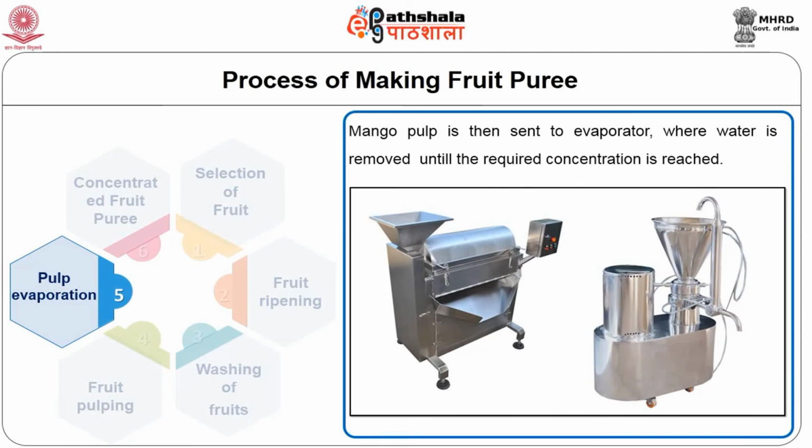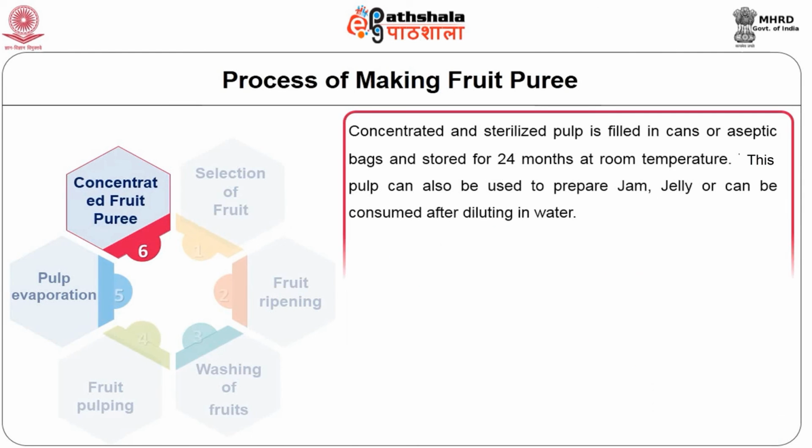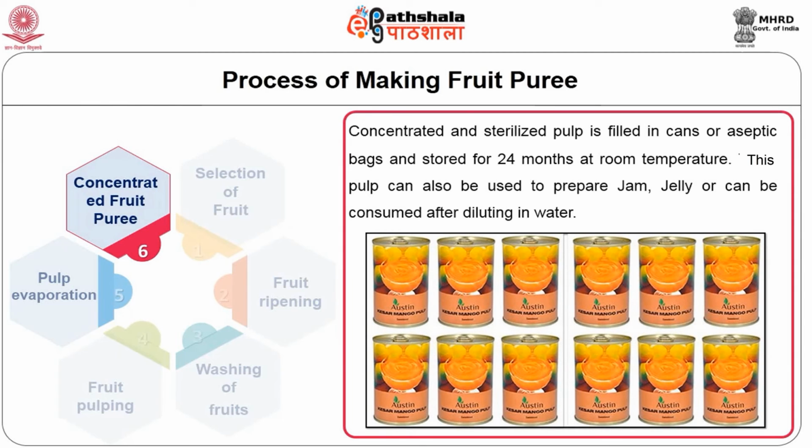The pulp then goes to the evaporator, where the water is removed till the required concentration is reached. The concentrated and sterilized pulp is then filled in cans or aseptic bags. This concentrated pulp can be stored for 24 months at room temperature. Concentrated pulp can be used in the preparation of jam, jelly, or can be consumed as such after diluting it with water. So, we have just learnt the process of making concentrated fruit pulp.